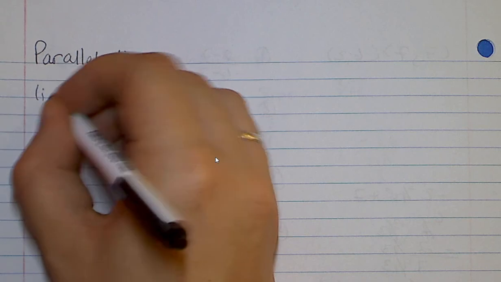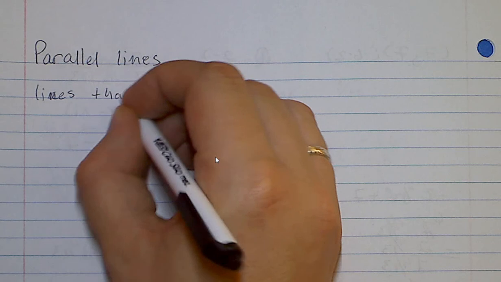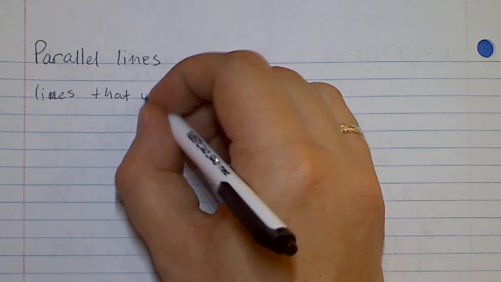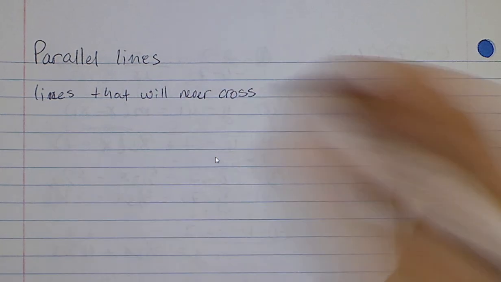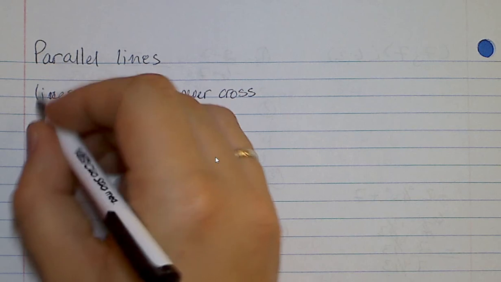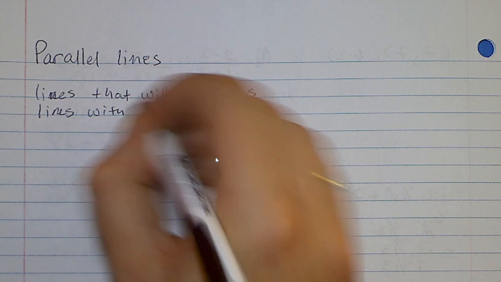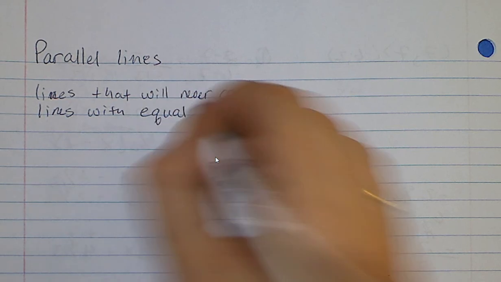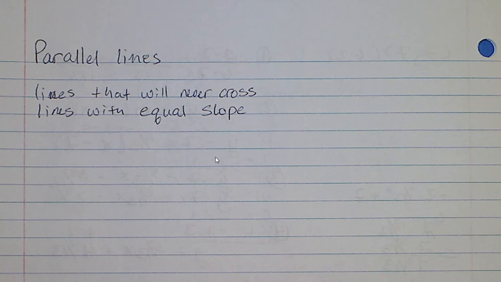However, because you guys are in Algebra 1, I'm going to give you an extra definition to this. I'm also going to say that parallel lines are lines with equal slope. So as far as Algebra 1 terms go, yes, absolutely, lines that will never cross, that is parallel. It is also true that parallel lines are lines with equal slope. That is also what it means as far as Algebra 1 goes.